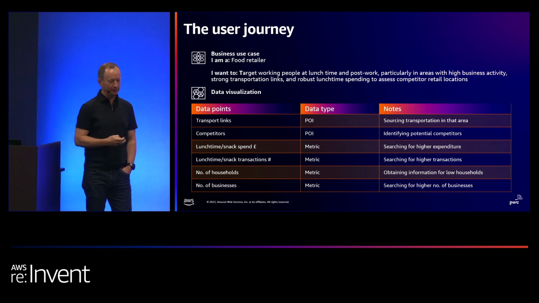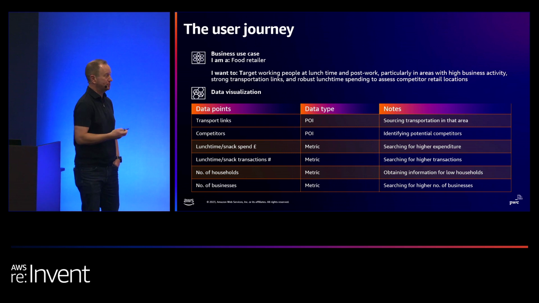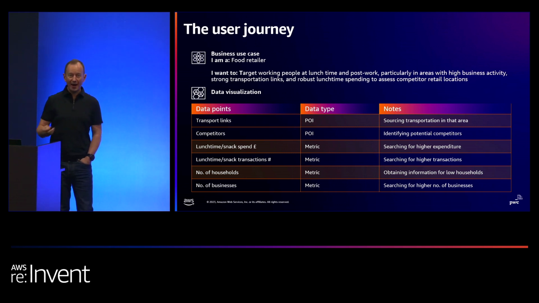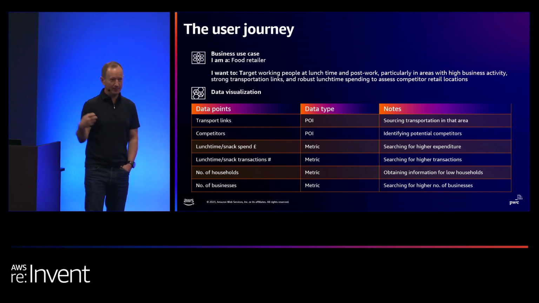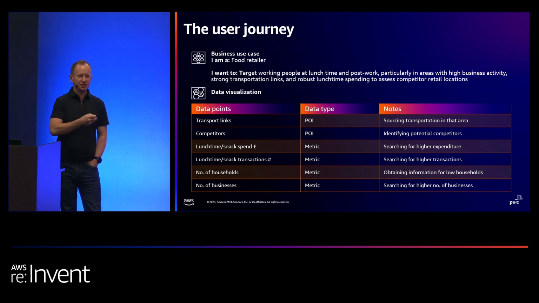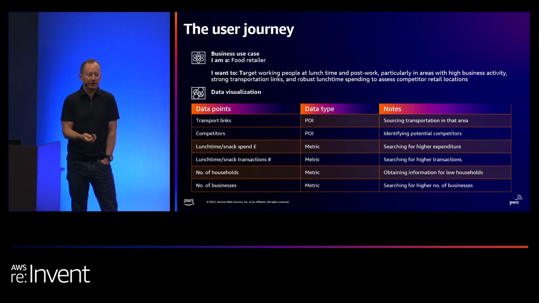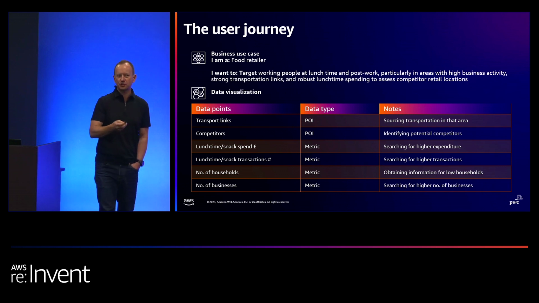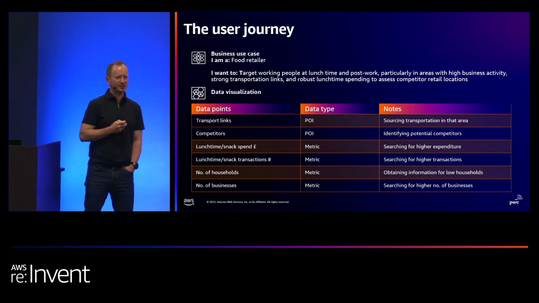So in this example, you can see there's a bunch of table references here. So we're looking at transport links. You know, where does the transport come into that location? Are people driving in, people coming in the train, people coming in on bus, people walking? Start to get an idea of what sort of footfall you're going to get and by what means. Competitors, really important. If you're going to build a new store, you want to make sure you're a respectable distance from your next competitor. Right? It's no good building something next door.